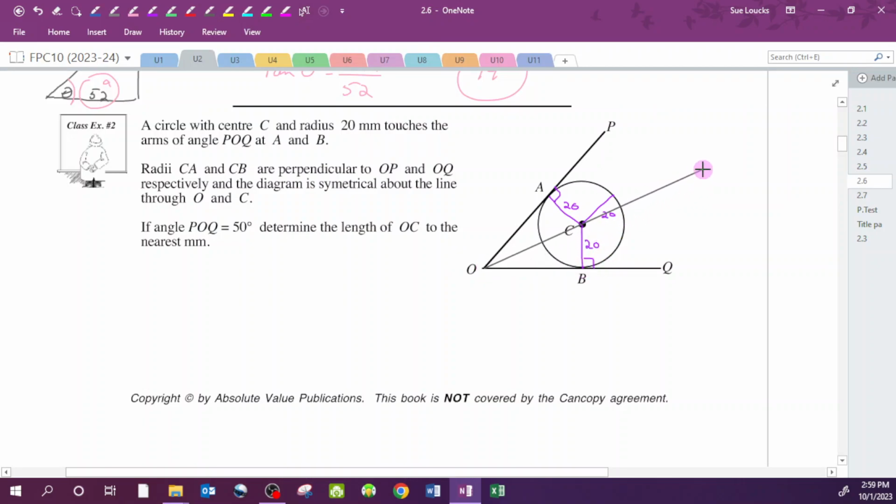There. So that's symmetrical, okay? And if angle POQ is 50 degrees, find the length of OC. So it gives me POQ is 50 degrees, but that's not really useful. What's useful to me is that this angle is 25 degrees, and this angle is also 25 degrees. So I've got two triangles here. They're both right triangles, and they're identical.